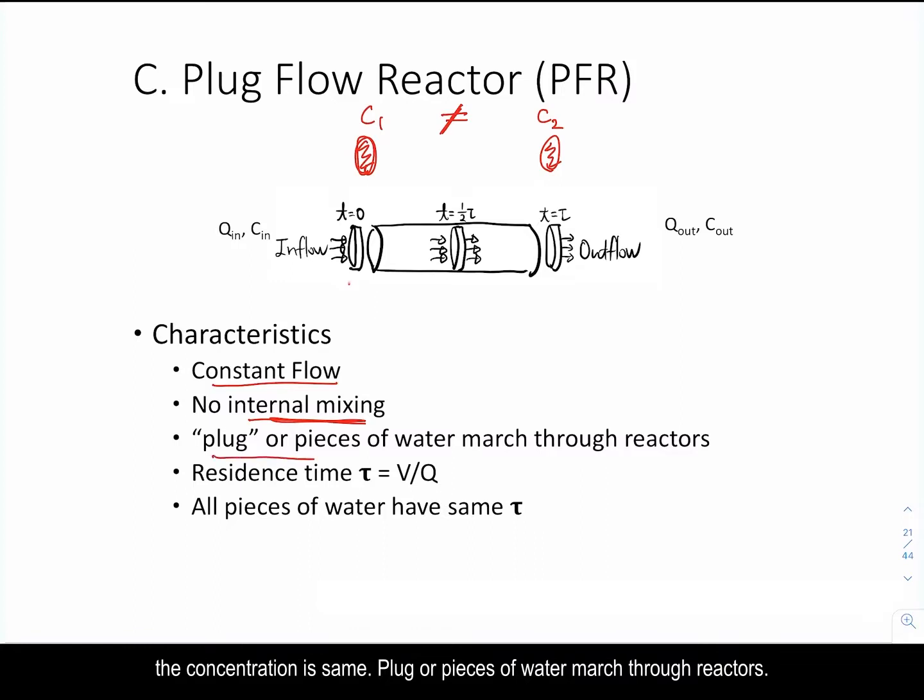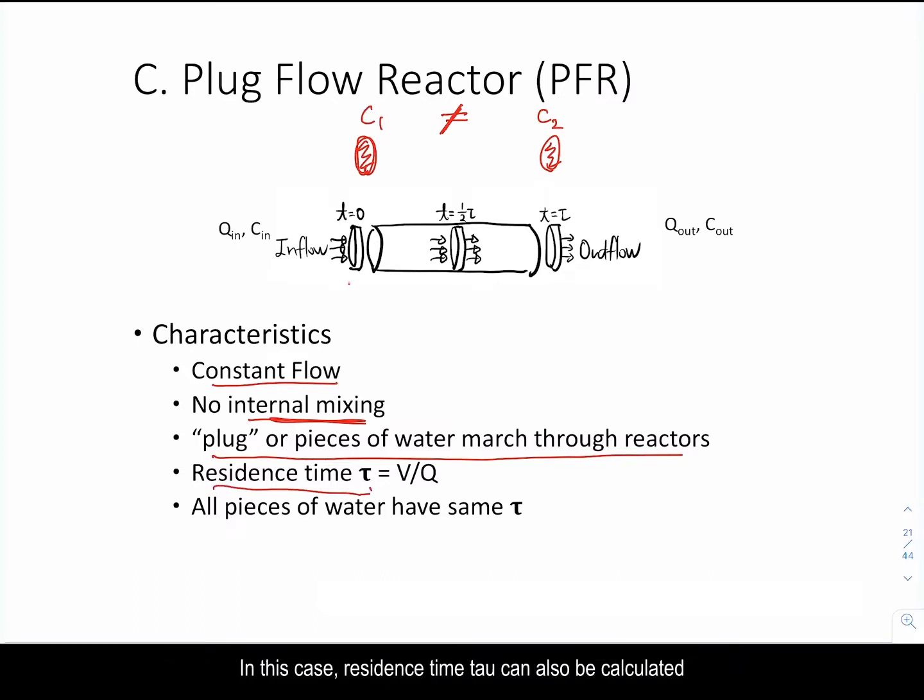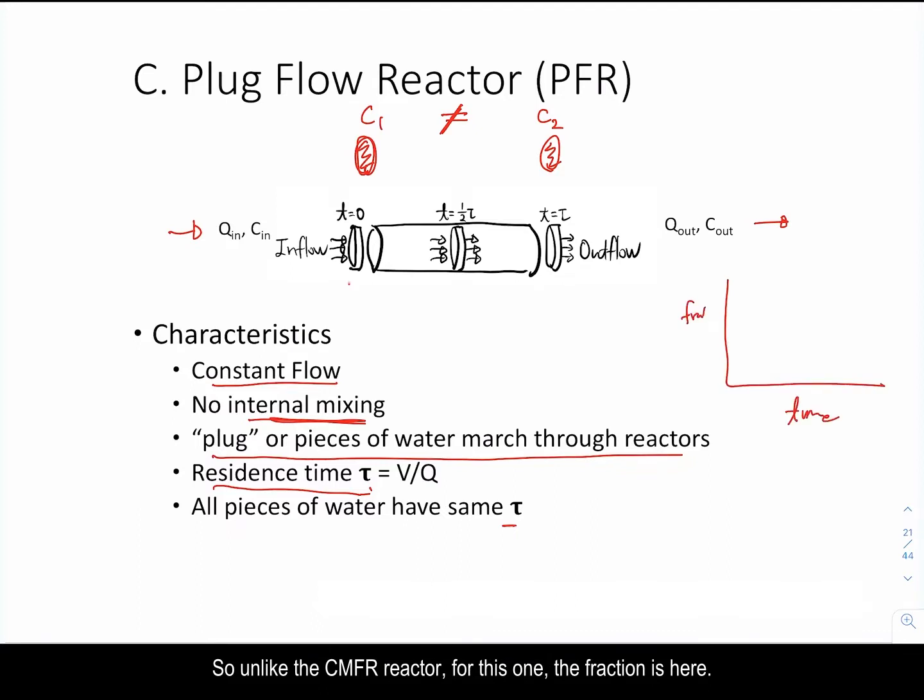So again, plug of pieces of water march through reactors. In this case, residence time tau can also be calculated using the volume of this entire reactor. Again, this is not the volume of the plug, but the volume of the reactor divided by Q, how much water goes in and how much goes out. All pieces of the water then have the same tau. So unlike the CMFR reactor, for this one, the fraction is here. All of them will only stay in the reactor for that specific tau time. Okay.